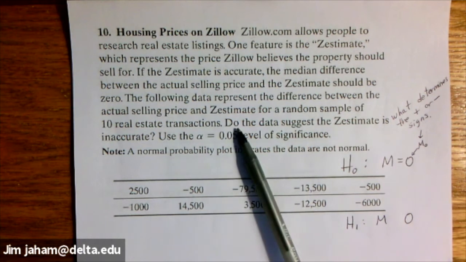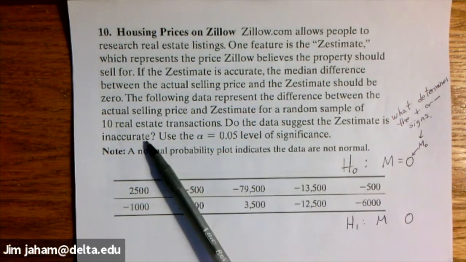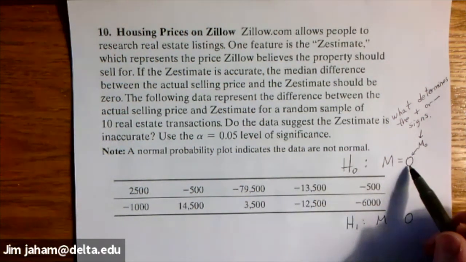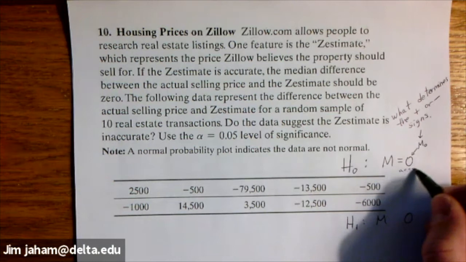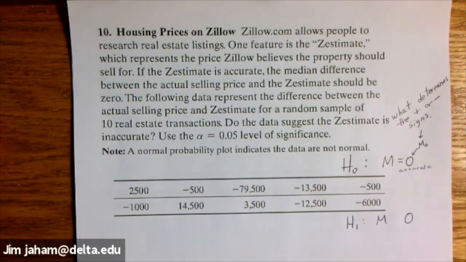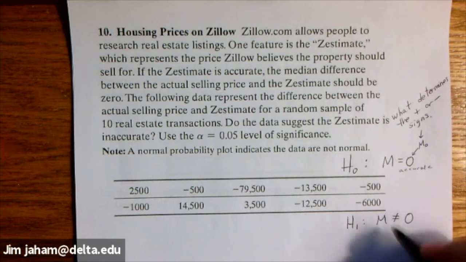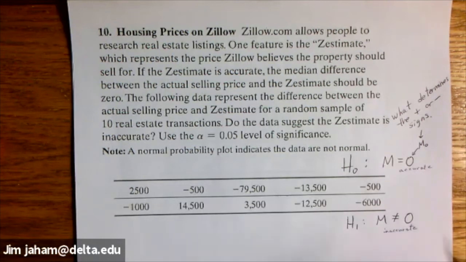All right, so here comes the claim. Do the data suggest this estimate is inaccurate? Okay, so if the estimate is accurate, then the difference between the selling price and the Zestimate price would be 0. So this would mean that the estimate was accurate. Not equal to, it doesn't specify if it's inaccurate, is Zestimate going to completely underestimate the value of these homes or overestimate the value of the homes? There was no commitment to overestimation or underestimation, so that's why we just do the not equal to. So it's not equal to on average, then this would be inaccurate estimating going on.